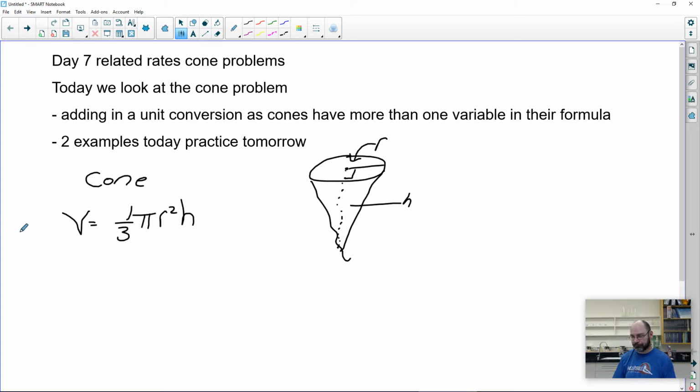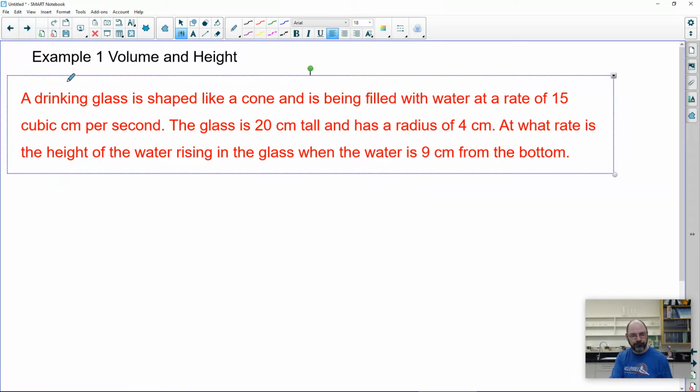Okay, so let me just bring up my little note here. Okay, so we're going to look at that basic example in our first examples here, using this and converting it over. And we'll do 2 different examples. So the first one we're going to do is relating the height changing with the volume. So let me flip the page here. Okay, so it says volume and height.